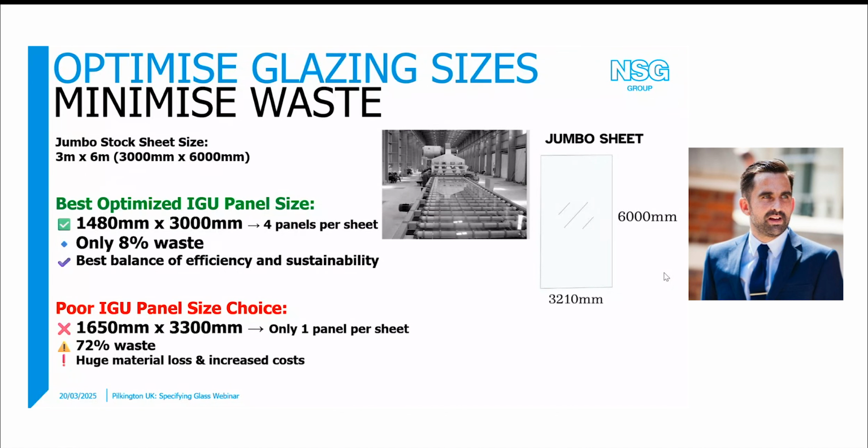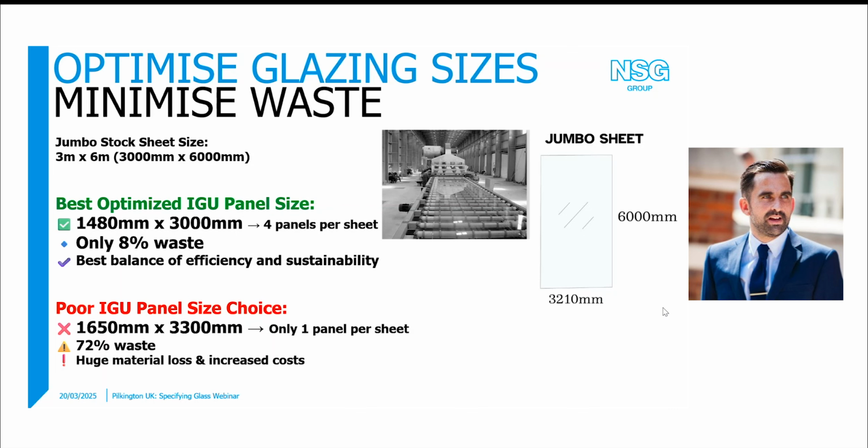So based on one of these jumbo sheets and factoring in edge deletion, etc., the best optimized IGU panel size would be about 1.48 meters by 3 meters. With those dimensions, you can get 4 panels from one jumbo sheet. That's only 8% waste, so it's a really good balance of efficiency and sustainability.